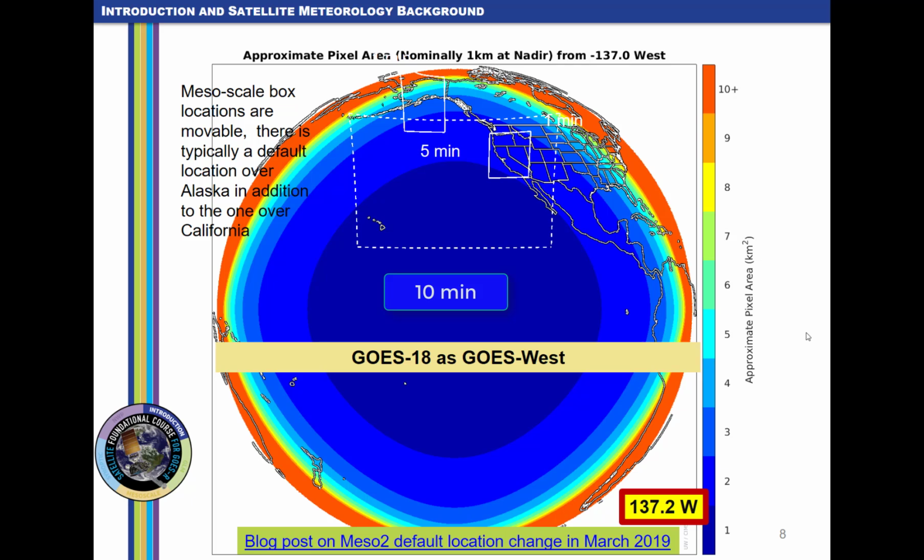A special note here: prior to March 2019, the GOES-West mesoscale sector default was over the central United States. In early 2019, it was repositioned to be over Alaska.